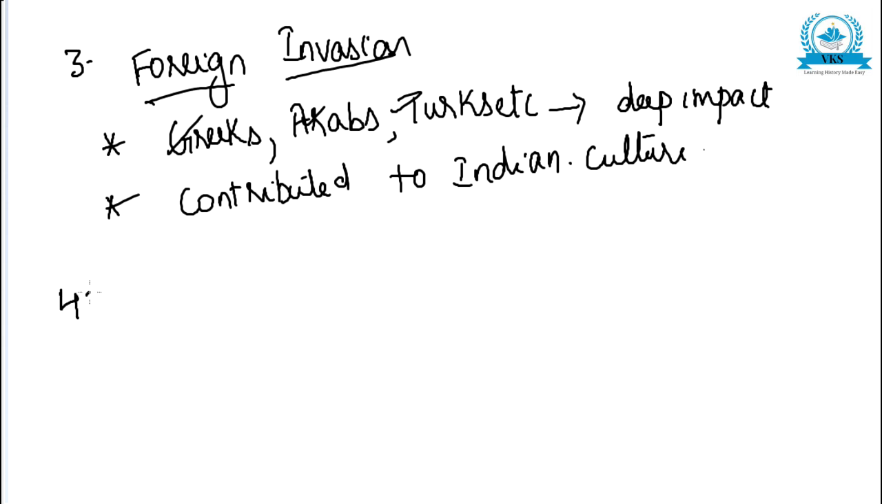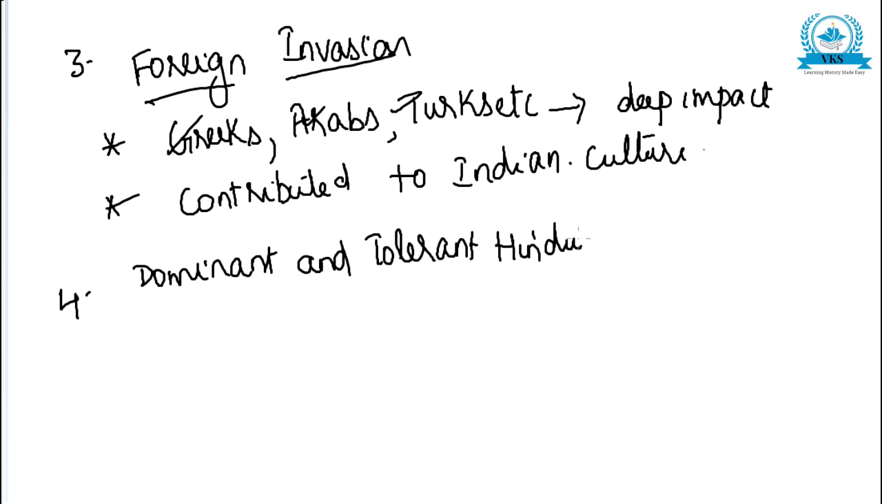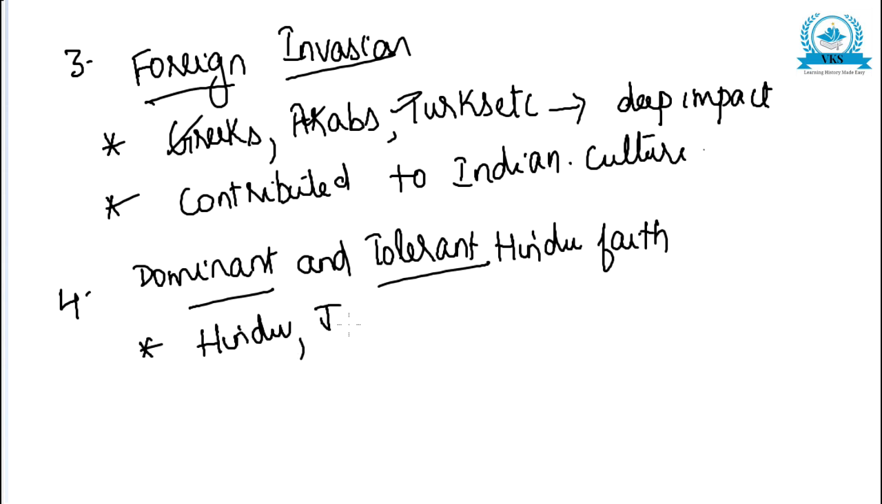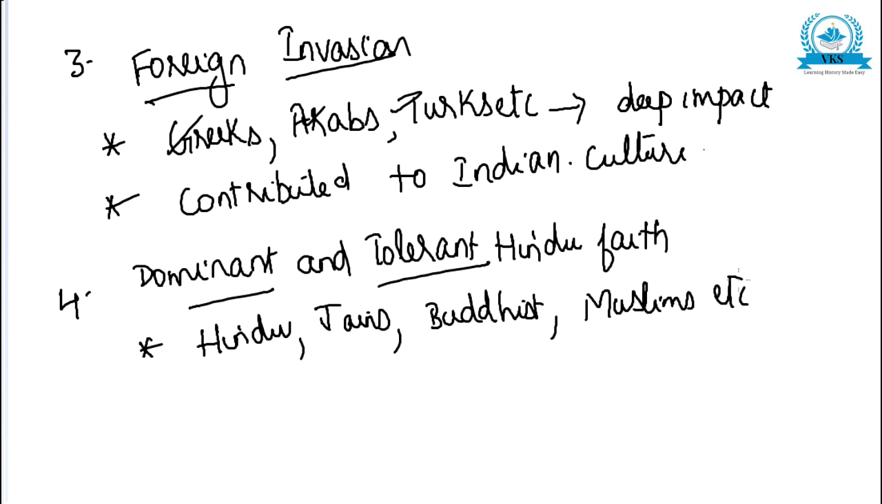Now the fourth special feature of Indian history is dominant and tolerant Hindu faith. That is the next special feature. India is the home of different religions: there are Hindus, Jains, Buddhists, Muslims, Christians, etc. India is a land of all these religions.